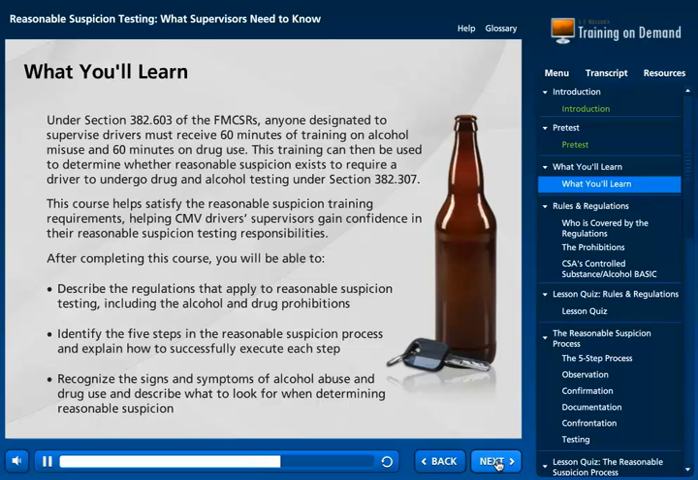After completing this course, you will be able to describe the regulations that apply to reasonable suspicion testing, including the alcohol and drug prohibitions, identify the 5 steps in the reasonable suspicion process, and explain how to successfully execute each step, and recognize the signs and symptoms of alcohol abuse and drug use, and describe what to look for when determining reasonable suspicion.